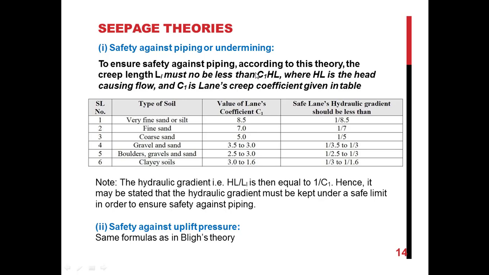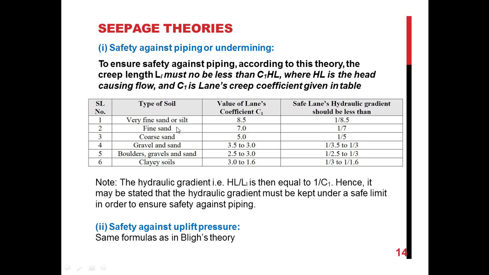So the total creep length must not be less than CHL, where HL is the head which is causing the flow and C is the Lane's creep coefficient, whose values are given in the table below. For very fine sand and silt, the value of Lane's coefficient C is equal to 8.5 and the safe hydraulic gradient should not be less than 1 over 8.5.